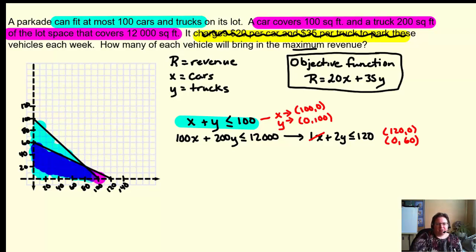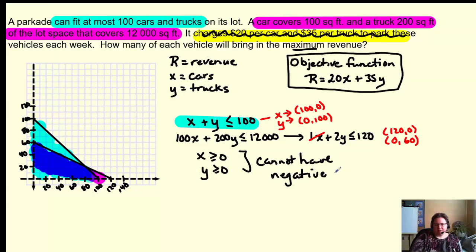And I've actually got two other equations that I'm not using so much, but I'm kind of implying them, where my x has to be greater than or equal to 0 and my y has to be greater than or equal to 0, because you cannot have a negative number of vehicles. So I've got a restriction here and a restriction here that it's got to be in this region.